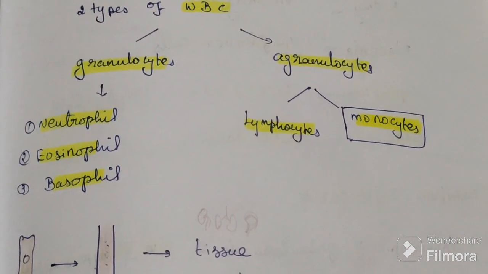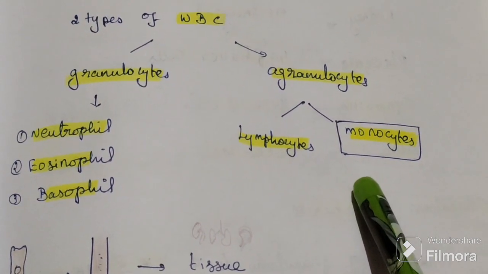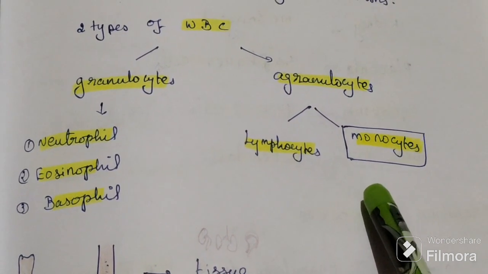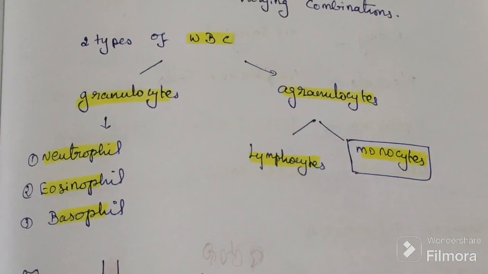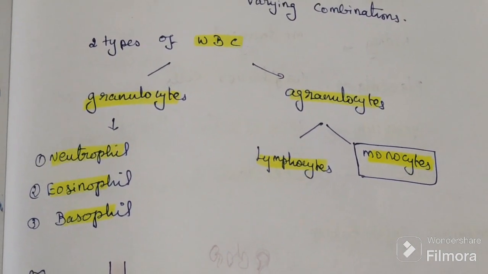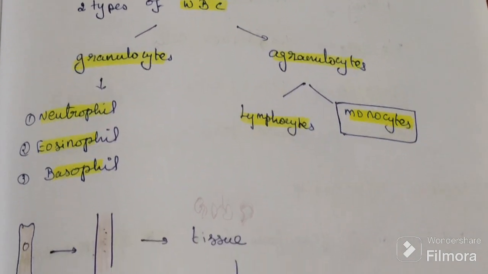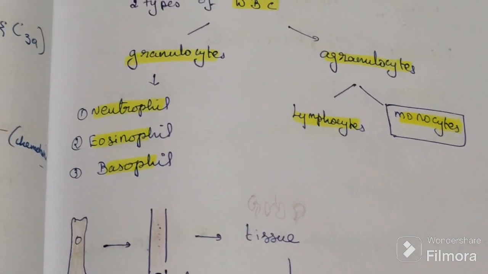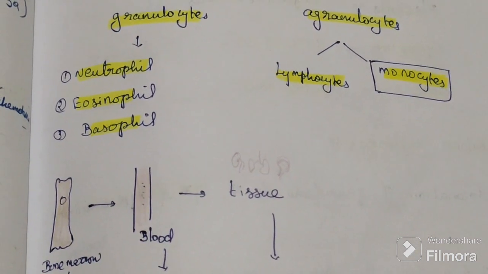In this chronic inflammation, we want to discuss monocytes. Monocytes are a type of agranulocytes. Like all WBC, monocytes are also formed in the bone marrow. All WBC formation takes place in the bone marrow, so monocytes are formed in the bone marrow only.